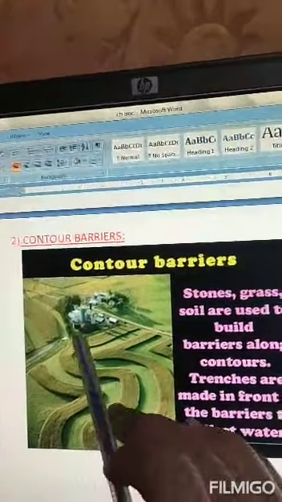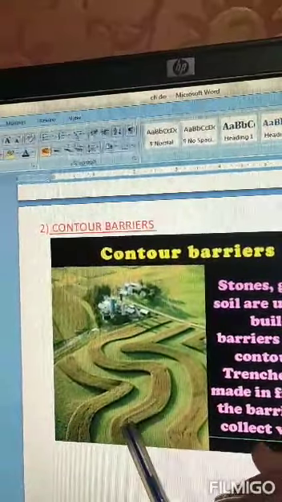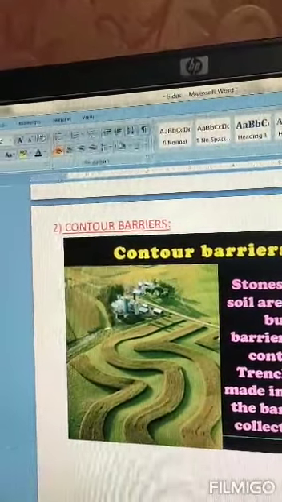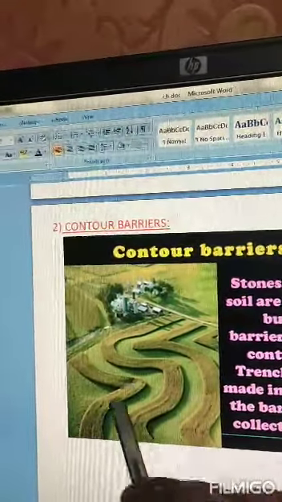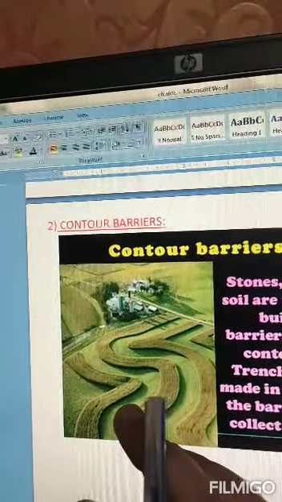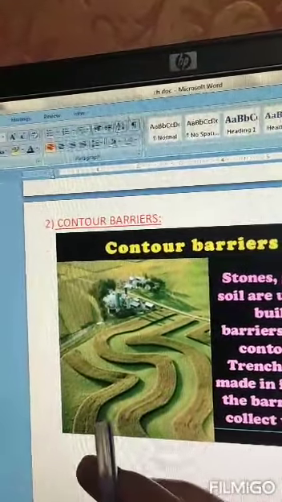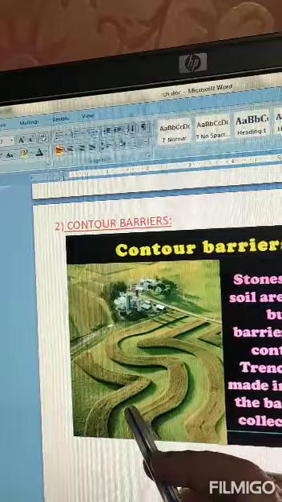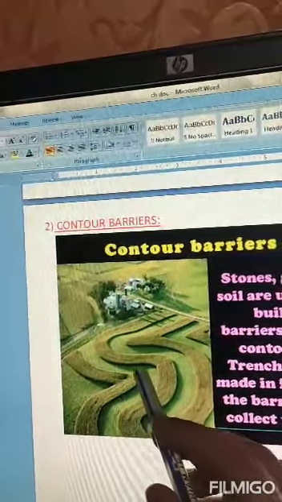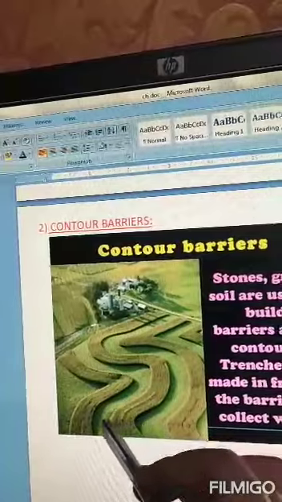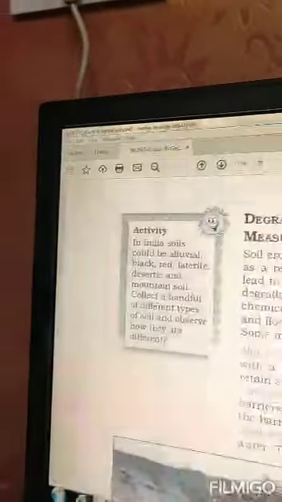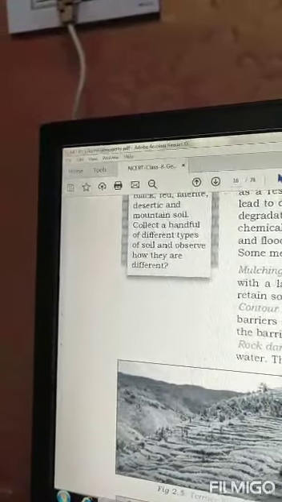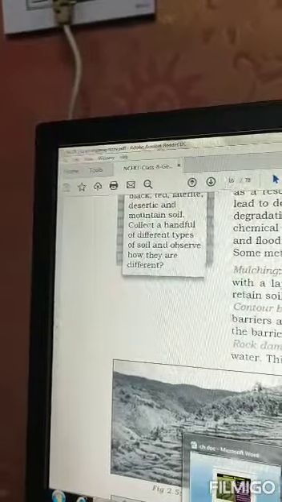Trenches means pits. Like this crop is grown, and in front of that grass is grown, or stones are used, and pits are also made so that the water coming from above the hill is stored in these trenches, in these pits, in these contour barriers. So contour barriers are made only in hilly areas along the shape of the hill.